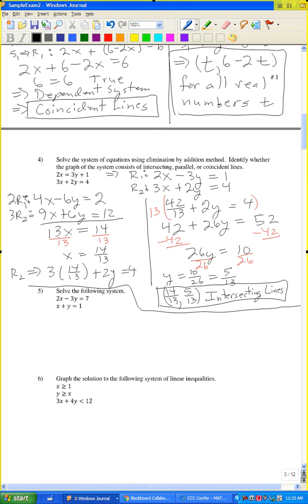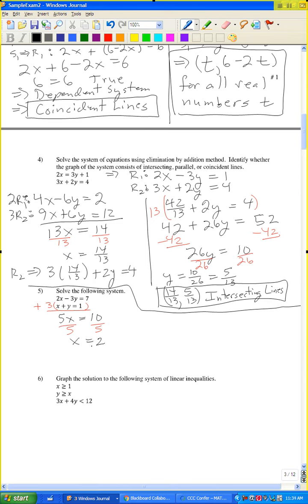So let's multiply this equation by 3 and add. And so 3x plus 2x is 5x. 7 plus 1 is 10. Oh, and the 3y's cancel. Divide both sides of my equation by 5. So x is equal to 2.